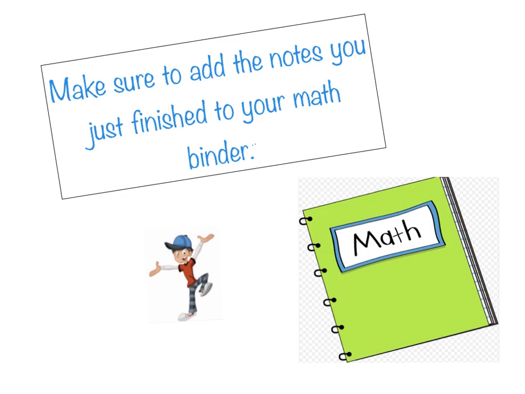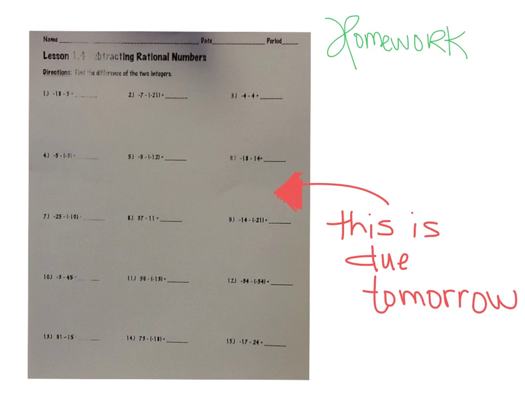Make sure that you guys are putting that sheet of notes in your math binder. It should be hole punched for you, and when we do binder checks, this paper should be in there. Your homework sheet is going to be this. It says lesson 1.4, subtracting rational numbers. And if you need any of those clues, look back at your notes. Remember, this assignment is due tomorrow when you come back to class.